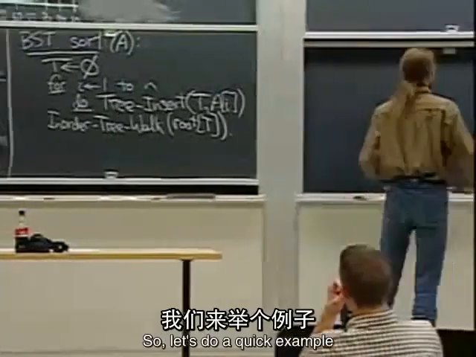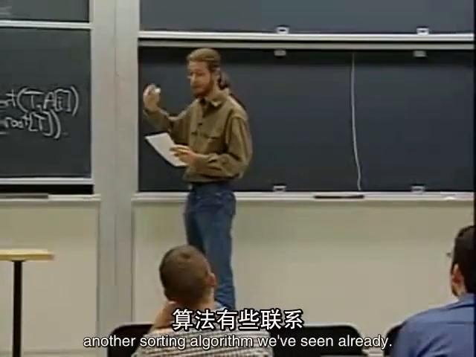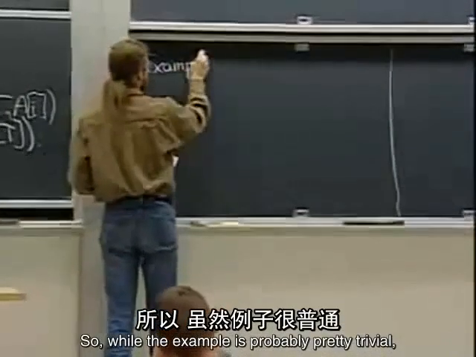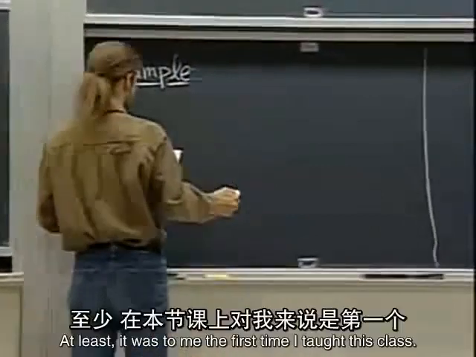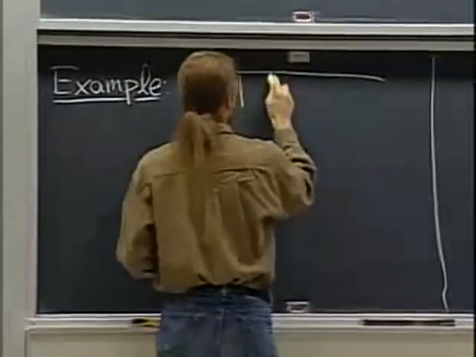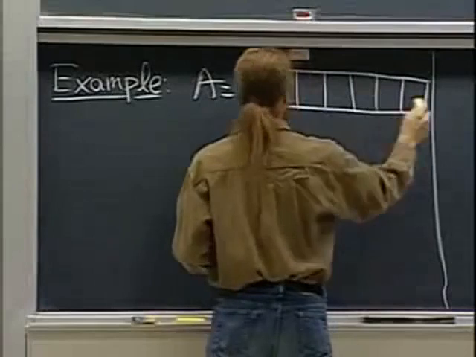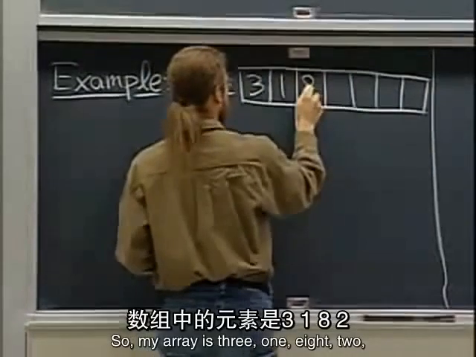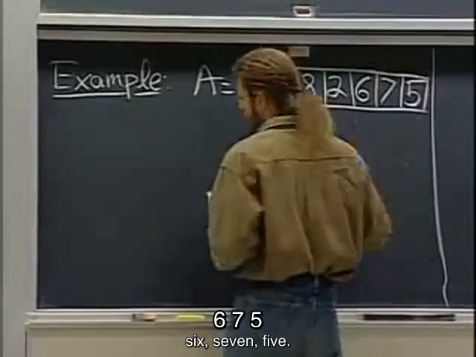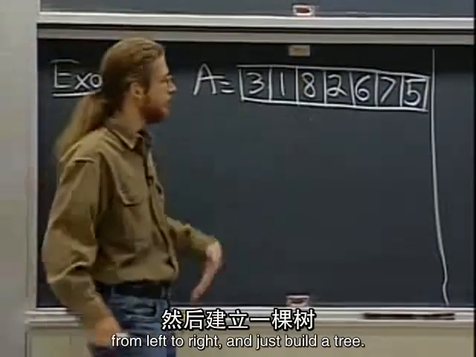So let's do a quick example, because this turns out to be related to another sorting algorithm we've seen already. While the example is probably pretty trivial, the connection is pretty surprising. At least it was to me the first time I taught this class. So my array is 3, 1, 8, 2, 6, 7, 5. And I'm going to visit these elements in order from left to right and just build a tree.